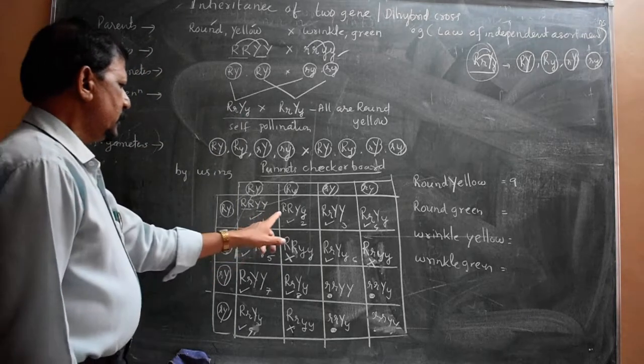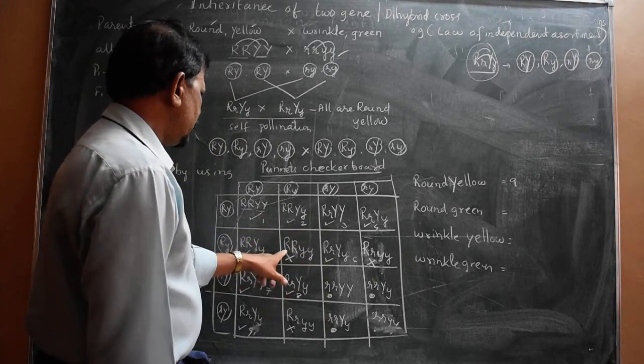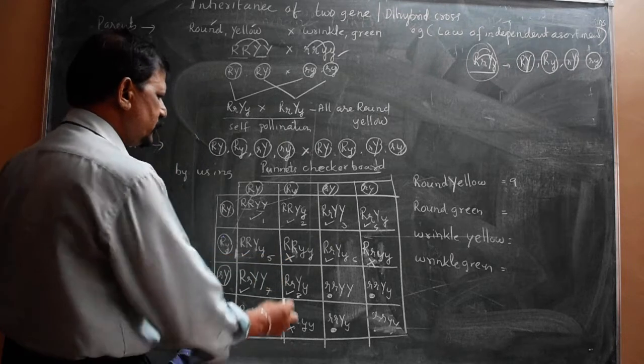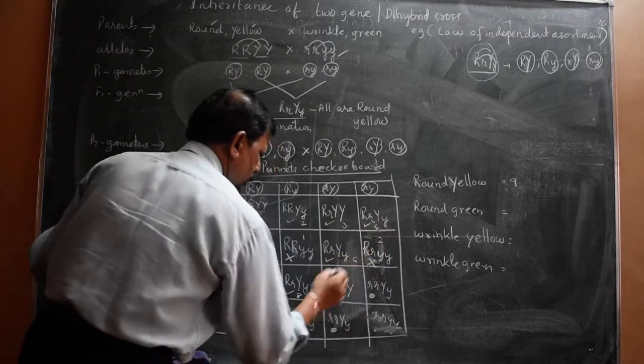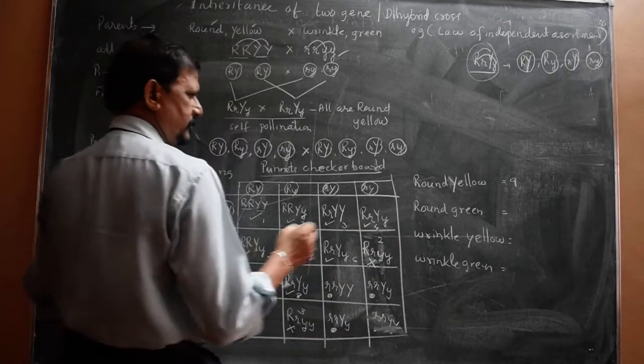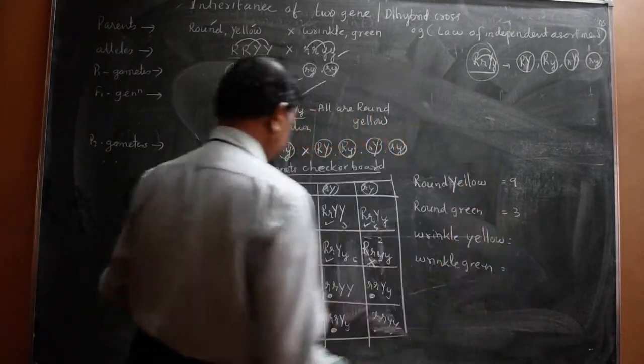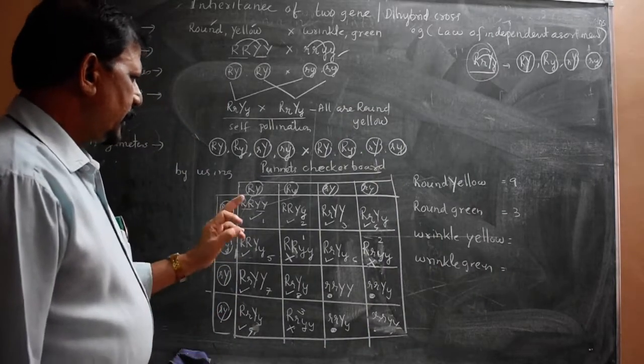Next. Next one is what? A round green. How many are there? You see? A round green 1. Correct. A round green 2. And round green 3. Next, a wrinkle yellow.